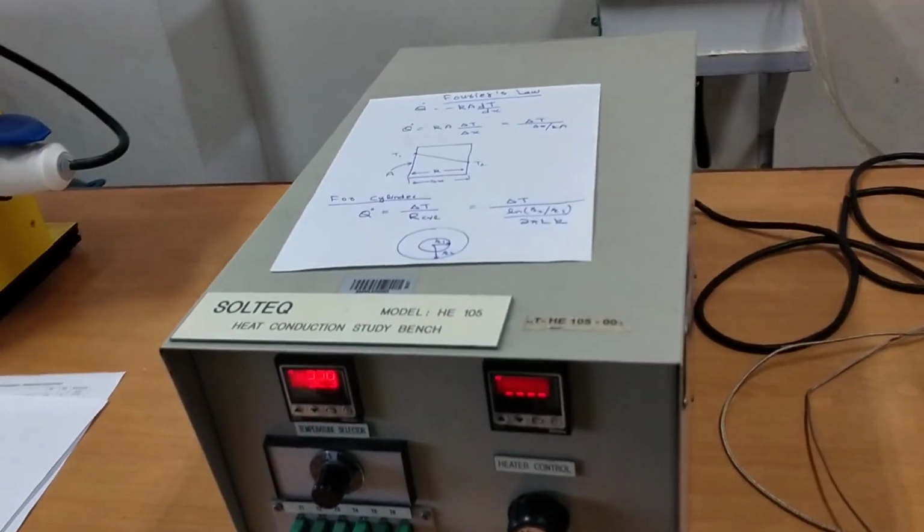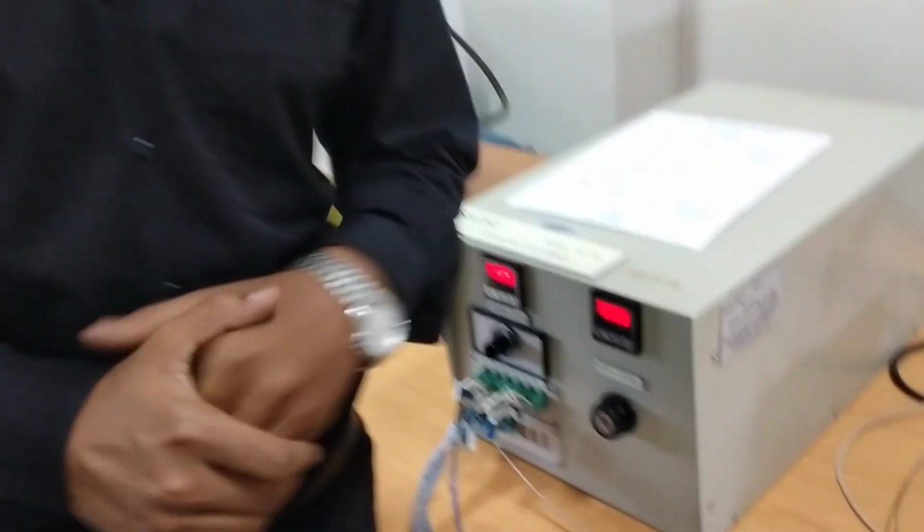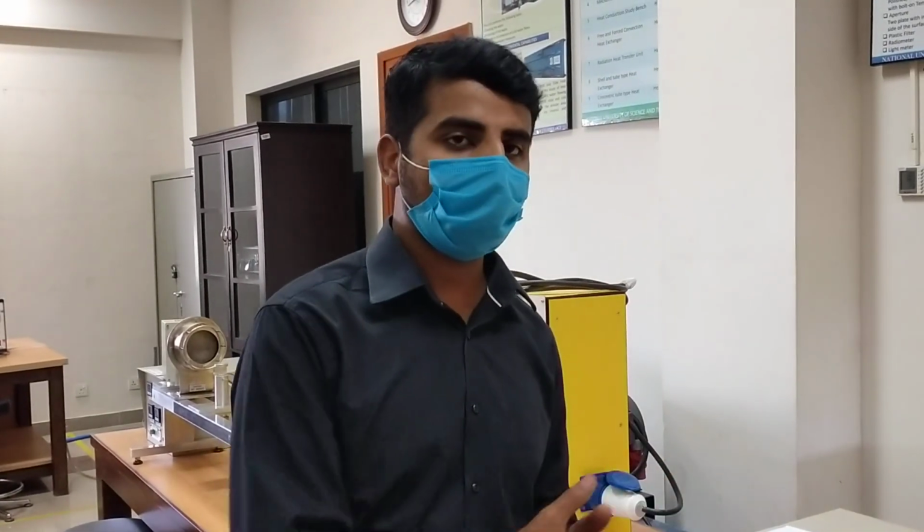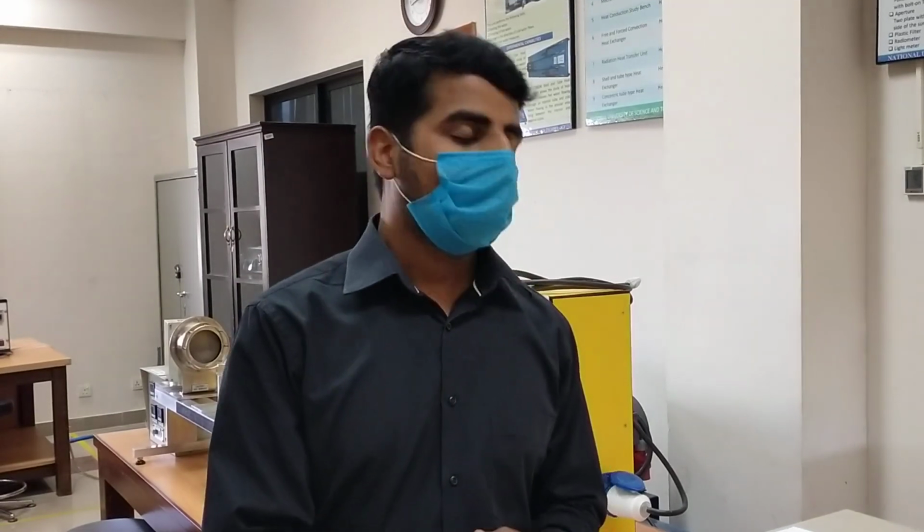Okay, the objective of the experiment is to calculate the thermal conductivity of a solid material. In the previous experiments we also found the thermal conductivity of liquids and gas, but now we have to look at how we can calculate the thermal conductivity of a solid material or a metal using Fourier's law of heat conduction.